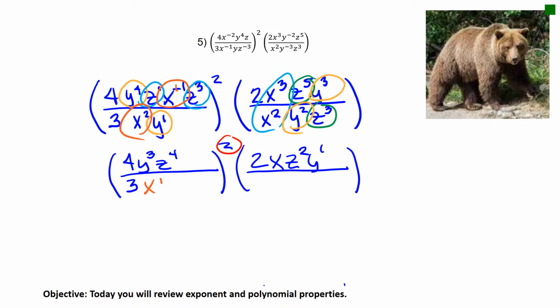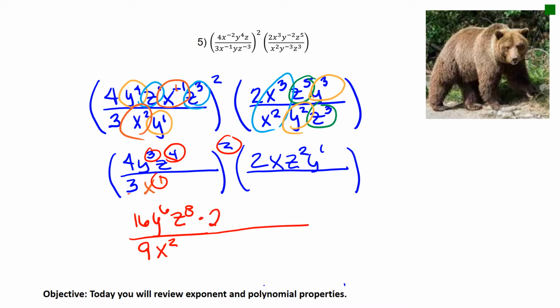So 4 to the second is 16. Y to the third to the second, we're going to multiply, is 6. Z to the fourth to the second, we're going to multiply, is 8. 3 to the second, 3 times 3 is 9. X to the first to the second, we're going to multiply, is 2. Then I'm just going to fill in, I've still got 2, x to the first, z to the second, y to the first. Once I took care of that creeper, we just have one top and one bottom.